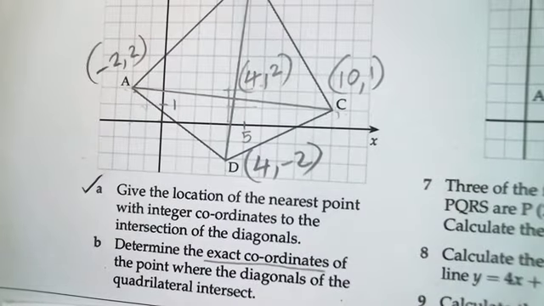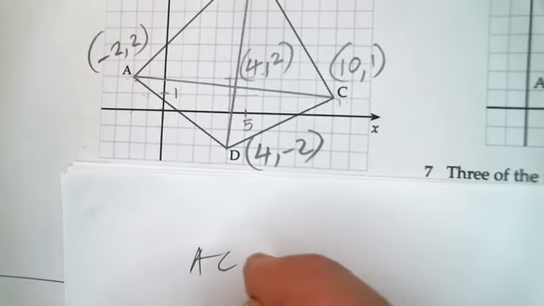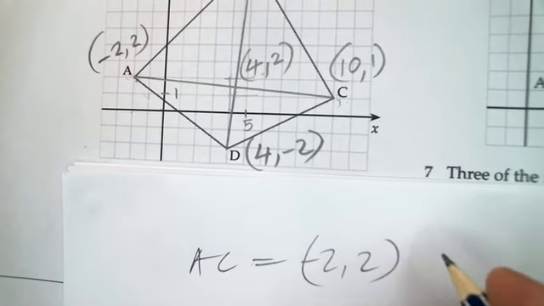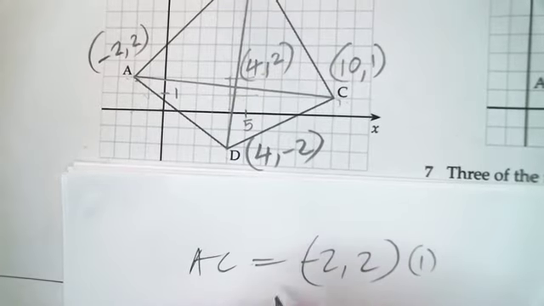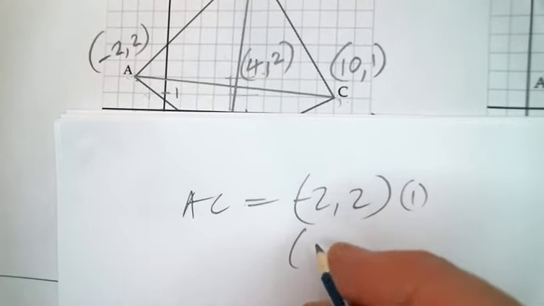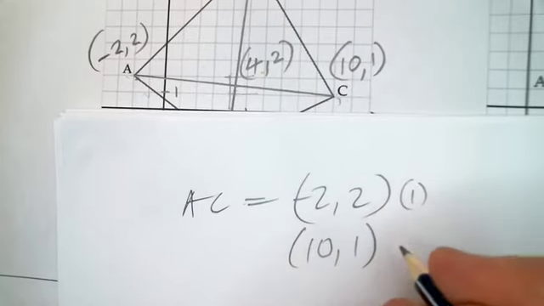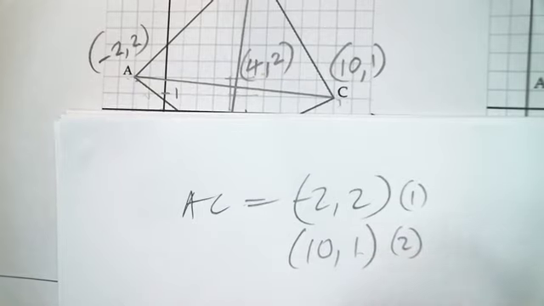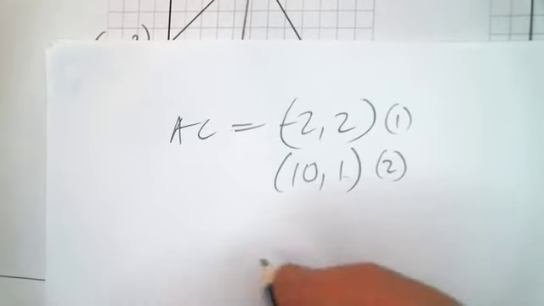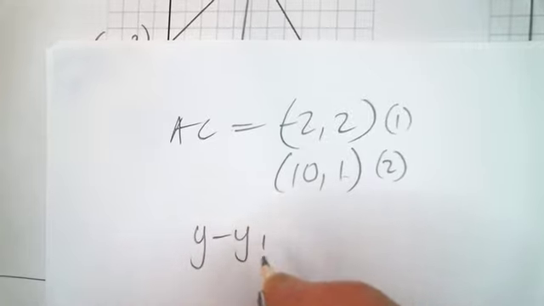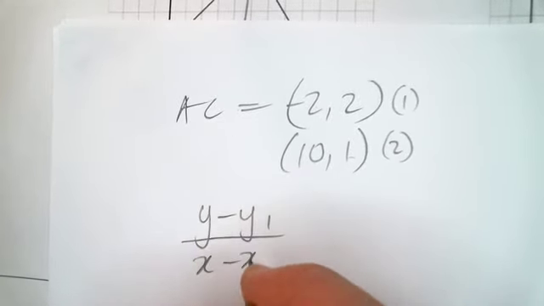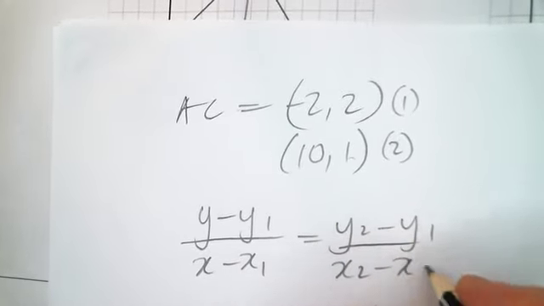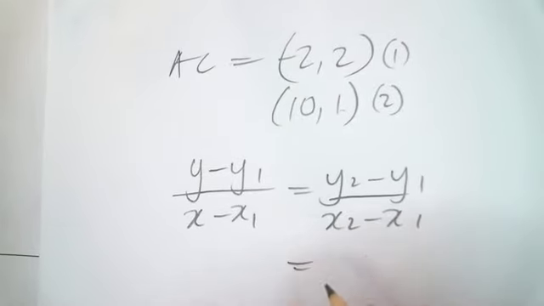Let's use AC first. Here it is. AC, and I've got (-2, 2). I'm going to call that the first point, so that's my 1, if you like. And then underneath, I've got (10, 1). So this is my x1, y1, and this is my x2, y2. That's just a little reference for me. So let's use the point equation. So I've got y minus y1 over x minus x1 is equal to y2 minus y1 over x2 minus x1. The videos only last so long, so I might have to make a few of these.